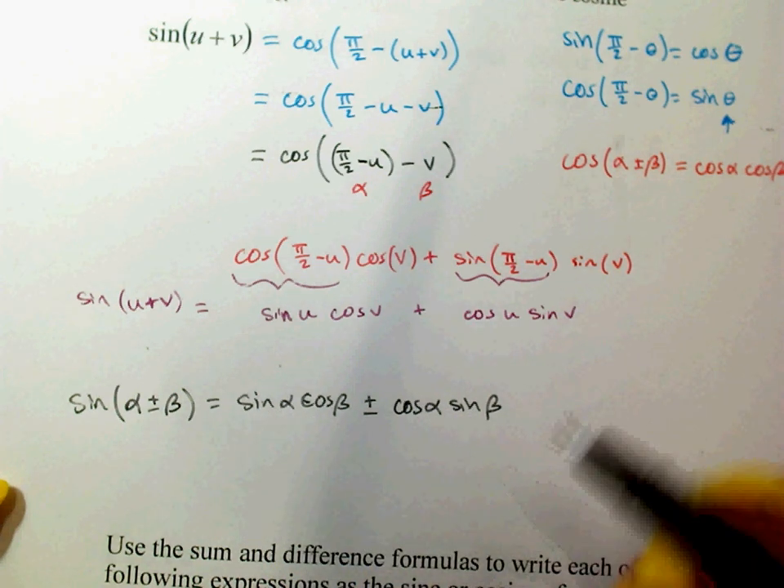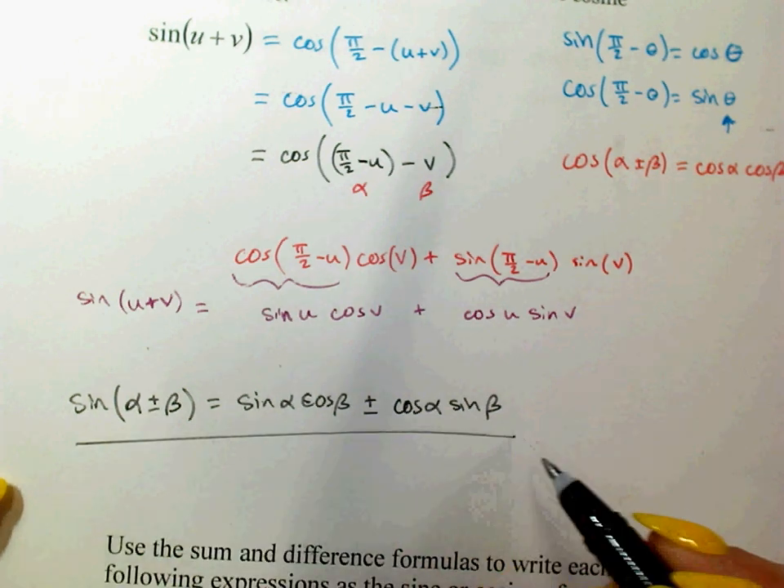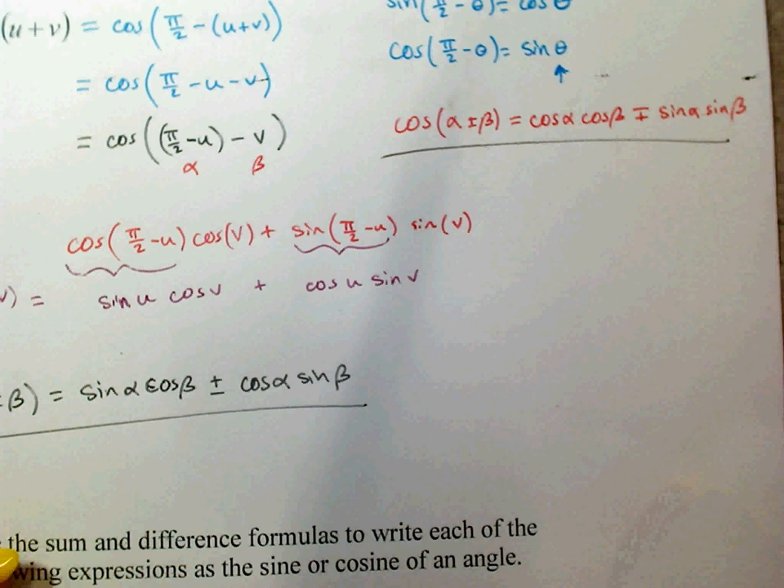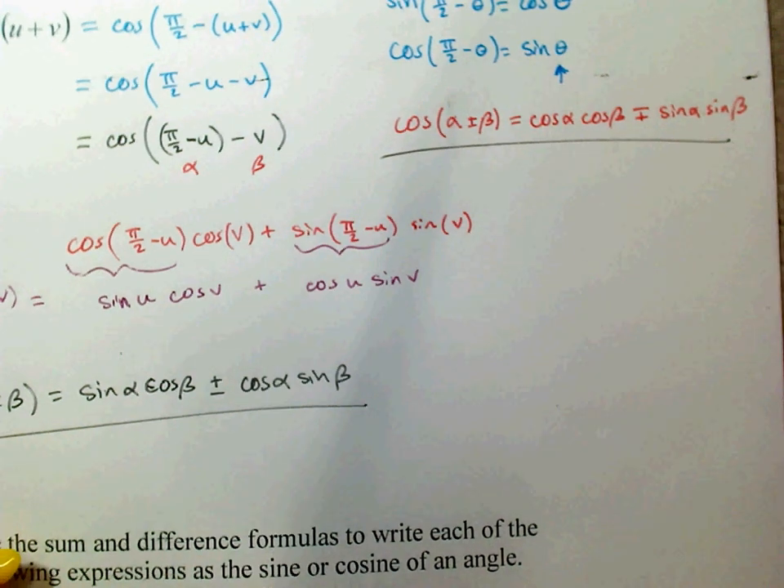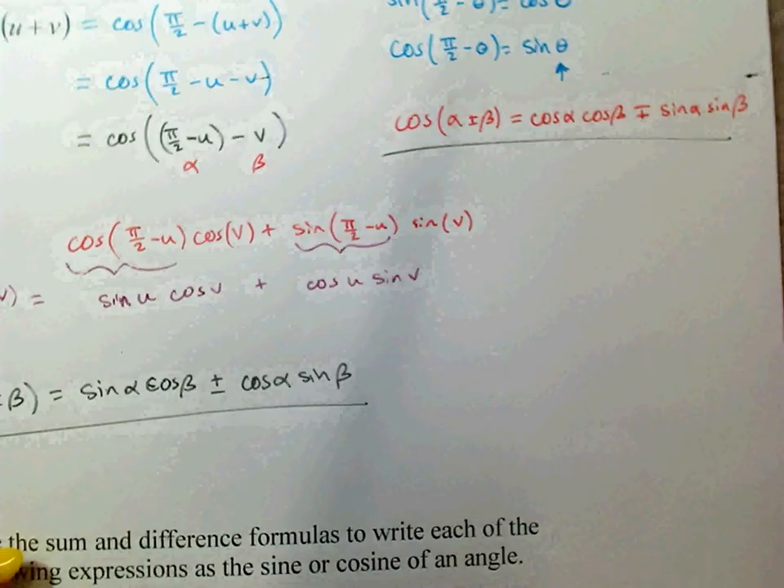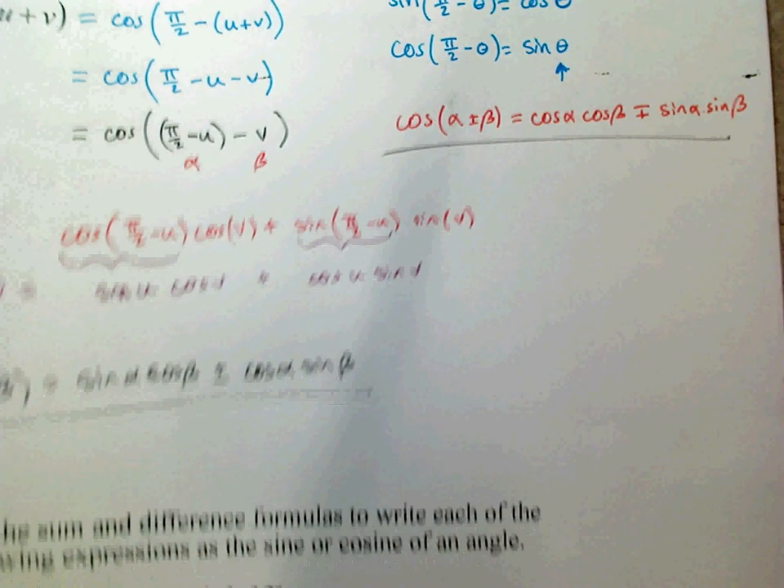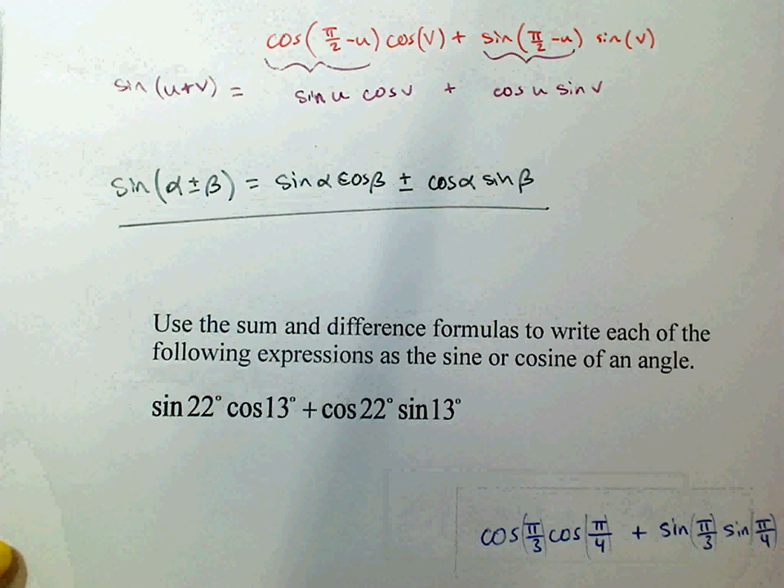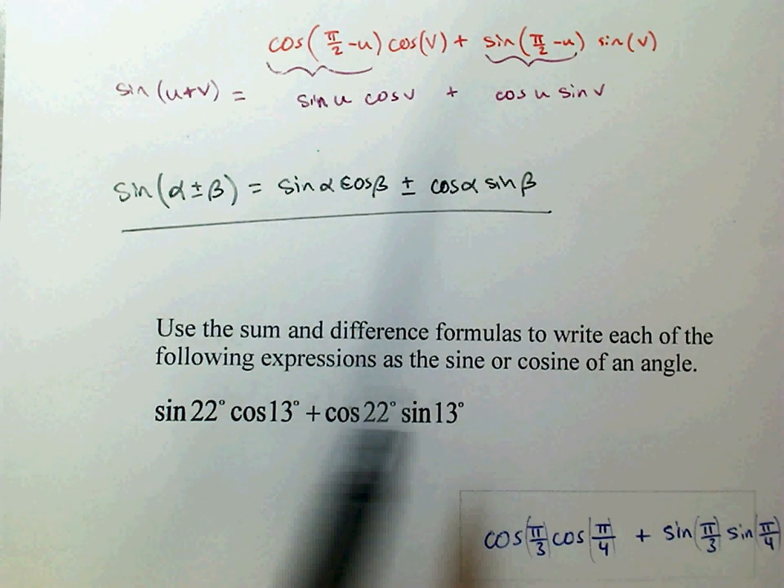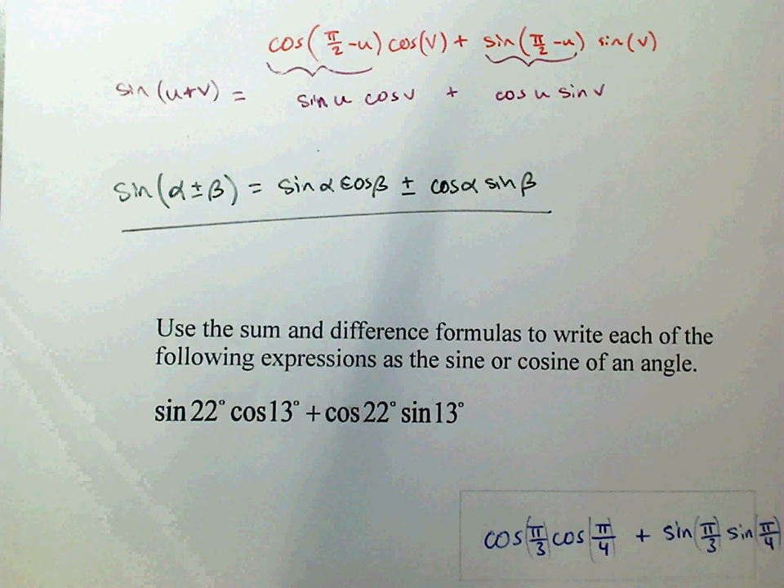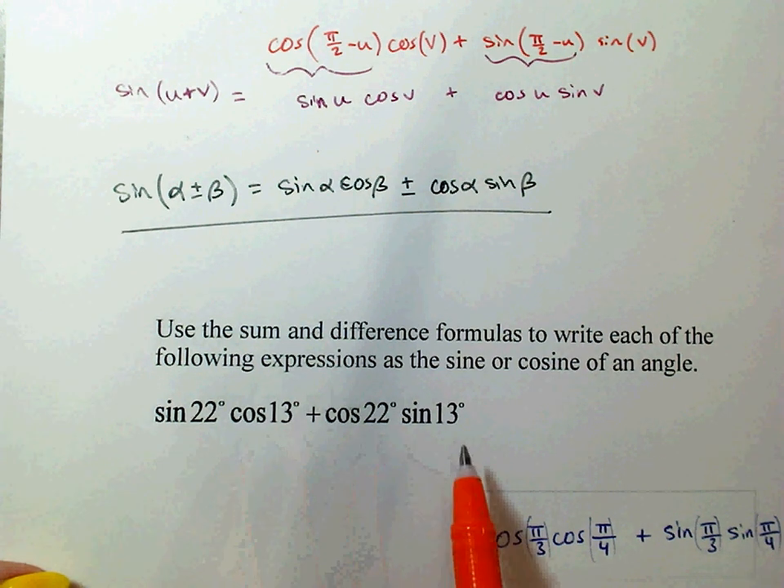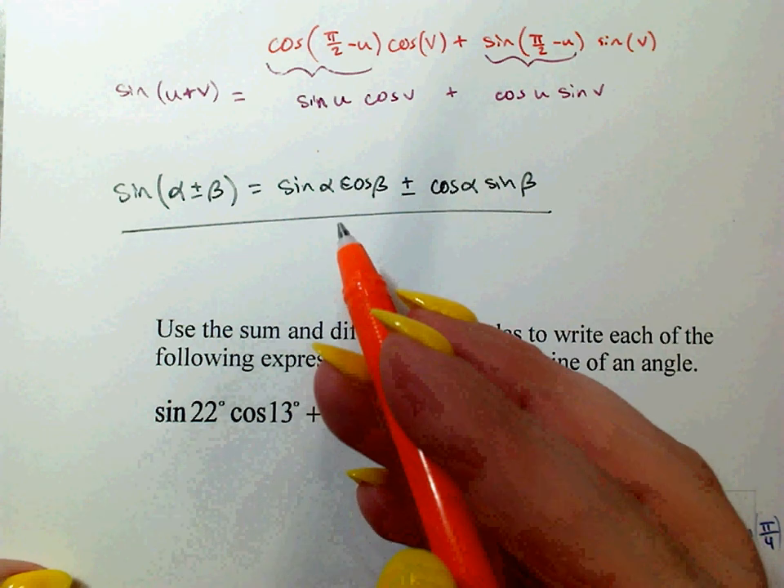So I've got sine sum and difference, cosine sum and difference, and then in a minute we'll come up with the tangent. But in the meantime, let's go ahead and apply those. First I've got this problem. It says use the sum and difference formulas to write each of the following expressions as the sine or cosine of an angle. First off, I see that it's sine cosine, cosine sine, which leads me to a sine.